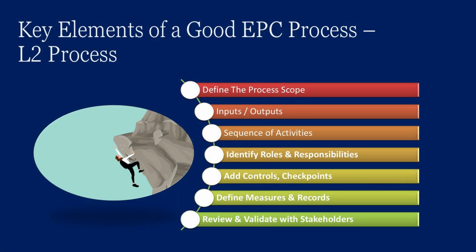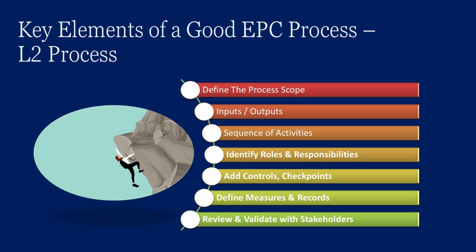Every L2 process map must include 7 key elements to make the process robust and practical. Let us understand each element in simple terms. The first element is define the process scope. How to do this? Ask these questions. What is the purpose of this process? Where does it start and where does it end? What's included and what's excluded? Example would be for procurement, your process may start from purchase requisition, approval and end at material delivery confirmation.